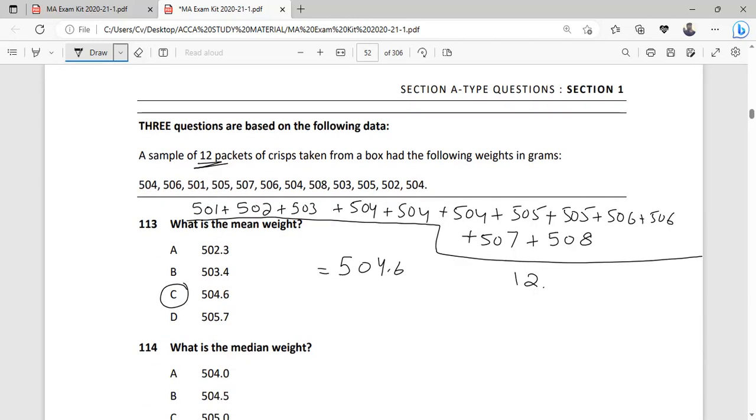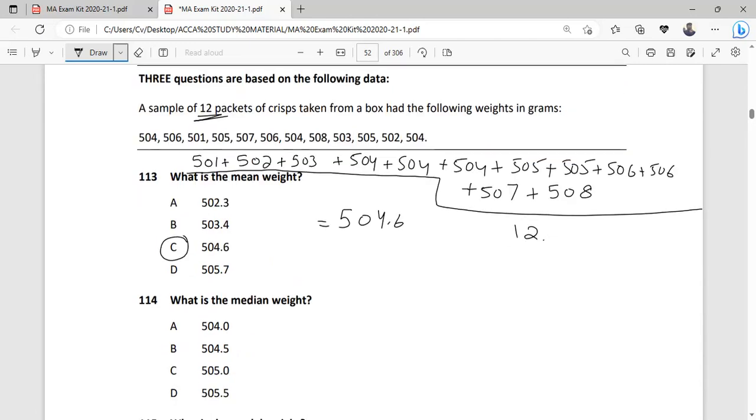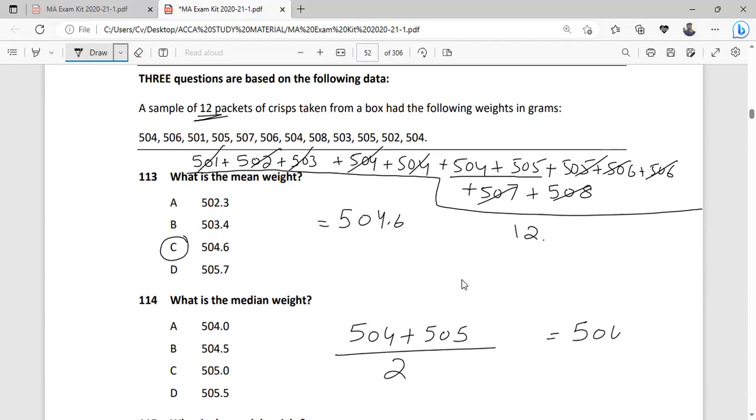Then what is the median? Median means the middle value. Now we have 12 values. So to calculate the middle value, we have to cut down the first 5 values from here, last 5 values from here. There are two middle values, 504 plus 505 divided by 2. So the median is 504.5.